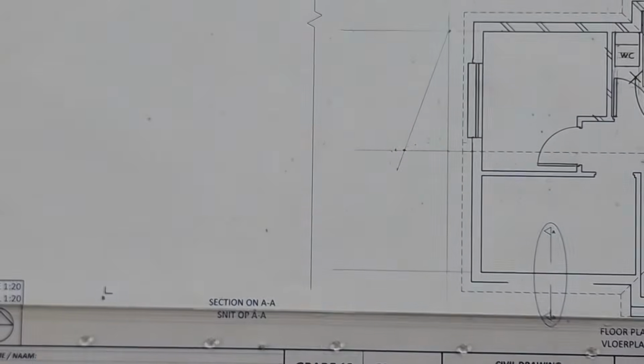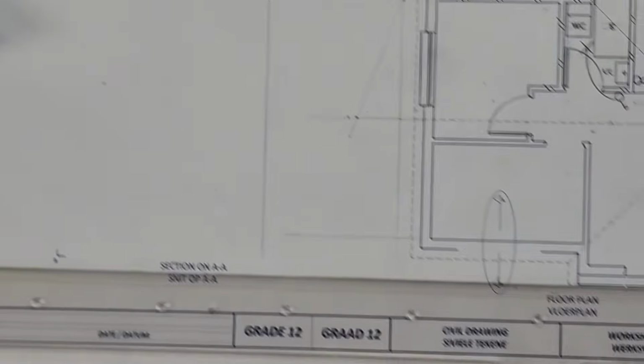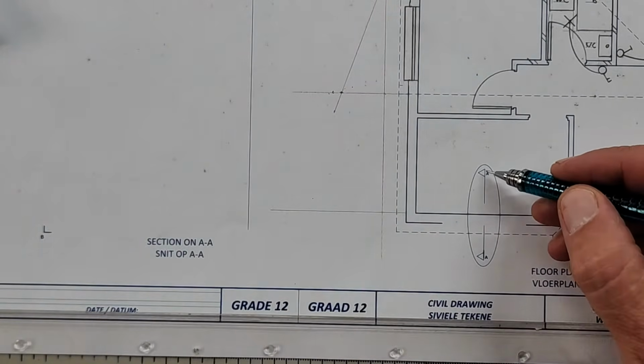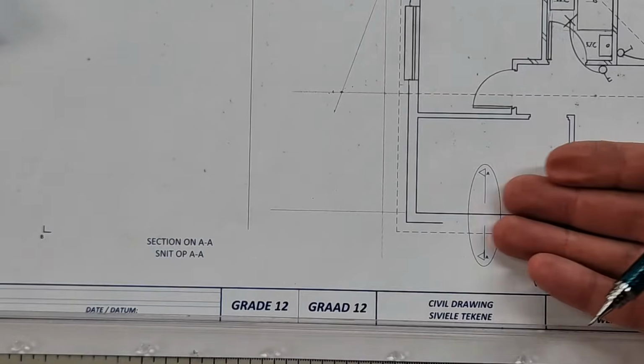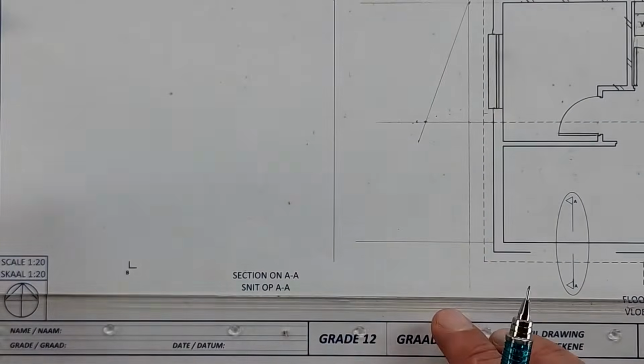Now we're using scale 1 to 20, so don't get confused. And we're going to draw that section. There they've given it to us. We're sectioning through a window and we're looking out towards the outer wall. Okay? So we're going to start here at the bottom.